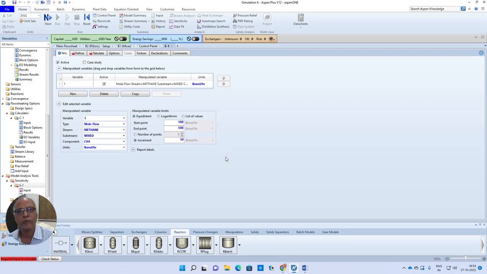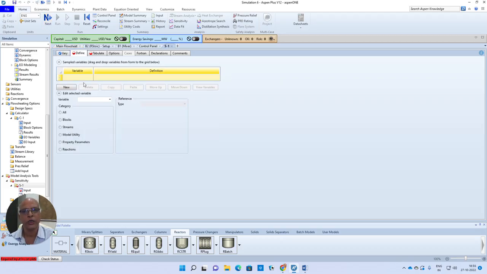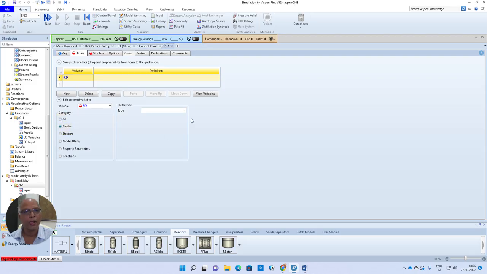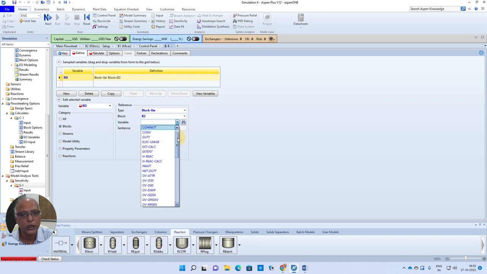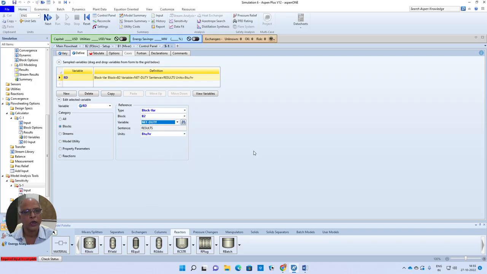What is that you would like to observe? We wanted to observe the duty, right? Say next, reactor duty. So this is reactor duty RD. Remember, it's a block variable. Block is reactor P2. Variable is heat duty, or duty calculated net heat duty. This is what we want.